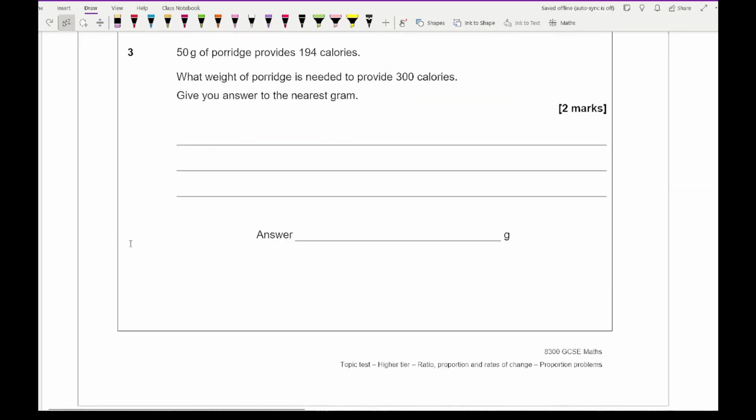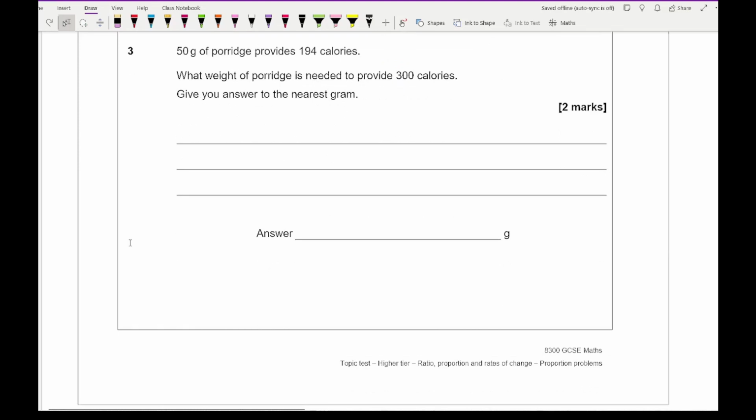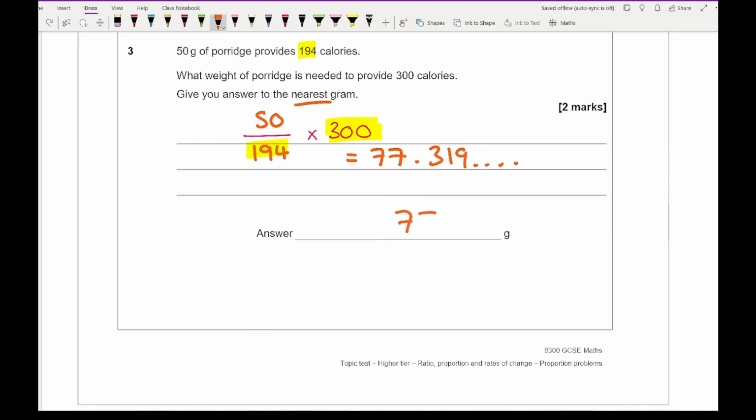Then moving on to question 3, it says 50 grams of porridge provides 194 calories. What is the weight of porridge that is needed to provide 300 calories? Again, we're going to be multiplying by 300. Because this is a count of calories, the calories is what goes at the bottom of my fraction, so that's 194, and 50 goes on top. If I type that into my calculator, I get an answer of 77.319, but I want to round that to the nearest gram. So that's going to be 77 grams.